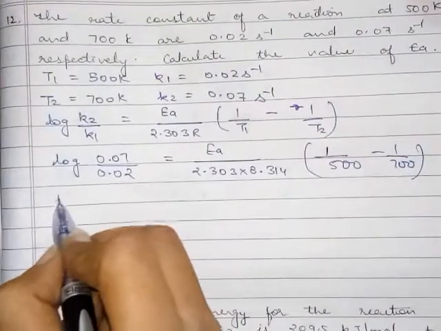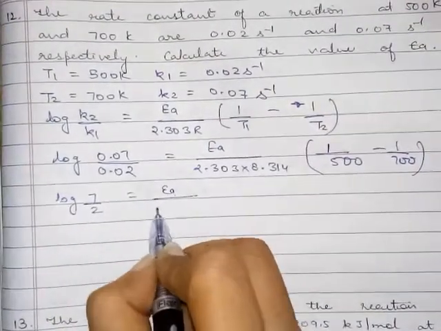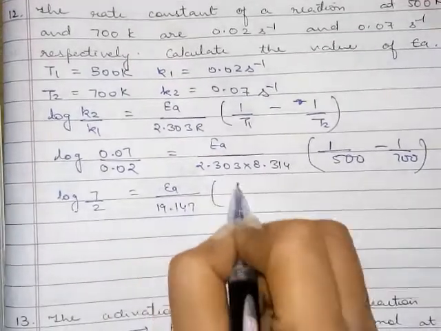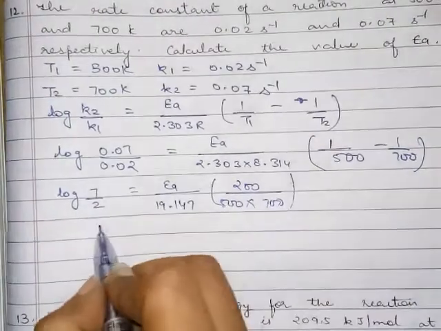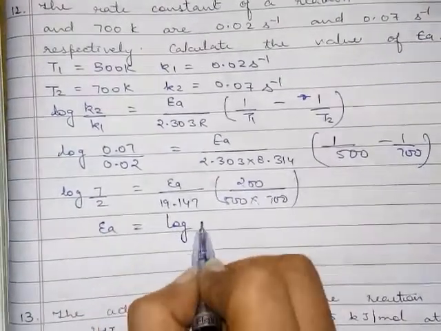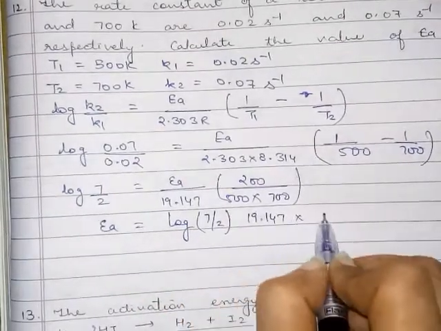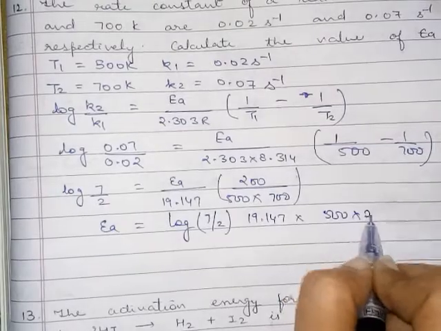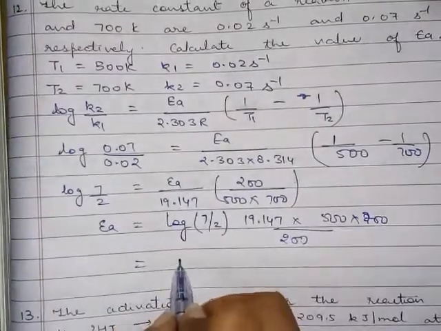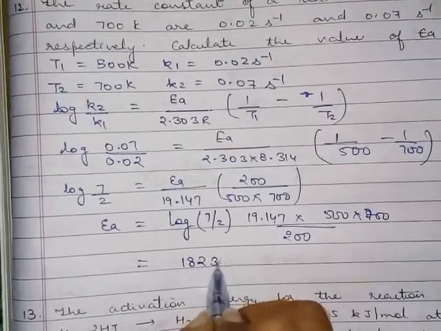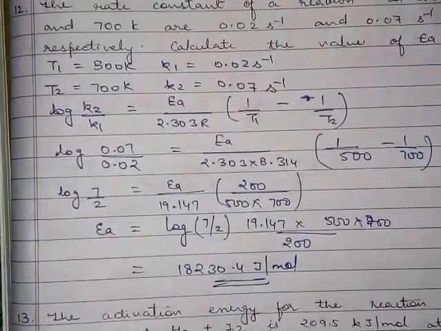So here you will get log 7 by 2 as activation energy into 19.147 into 200 divided by 500 into 700, and Ea is equal to log 7 by 2 into 19.147 into 500 into 700 divided by 200. So on simplification you will get 18,230.4 joule per mole. This is the answer.